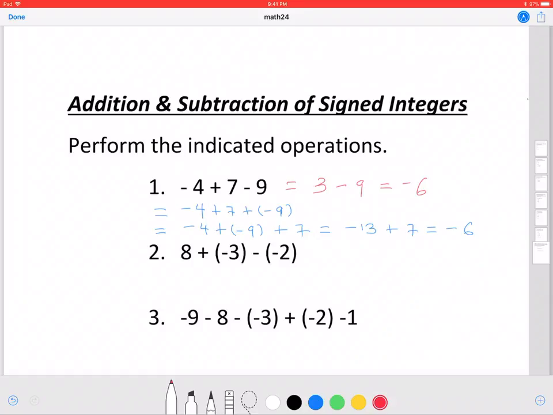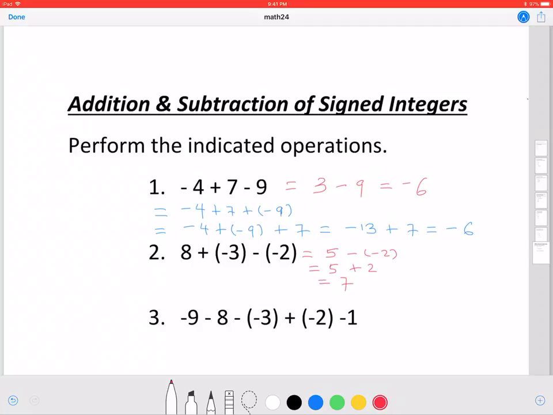Number two, if I go left to right, that will be 8 plus -3 is 5, subtract -2. Again, that can be written as 5 plus 2, which is equal to 7. All right, so that is our answer.